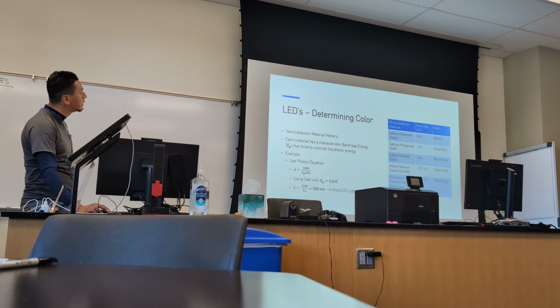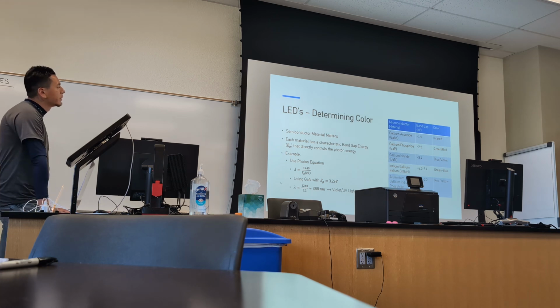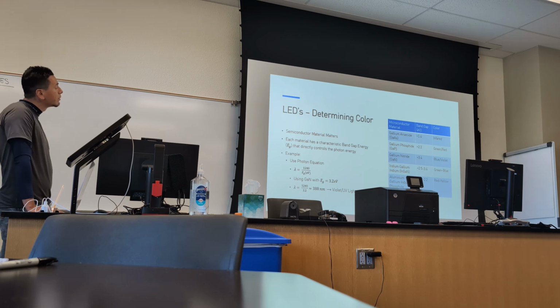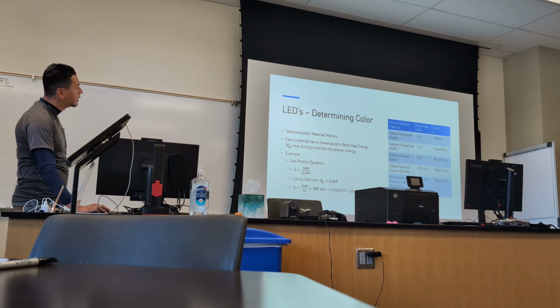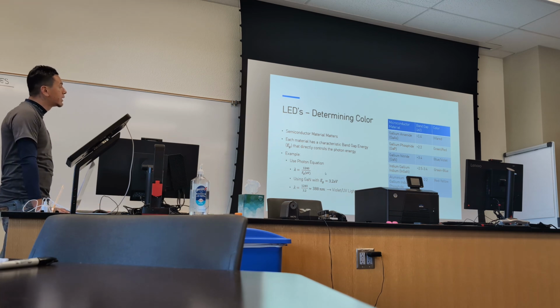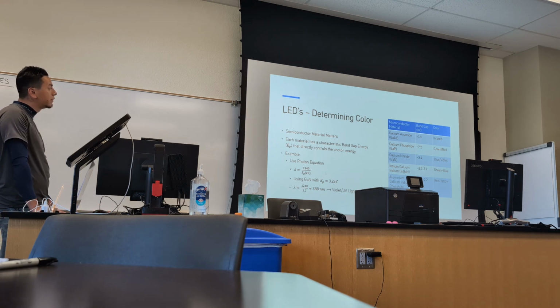This produces red-yellow. So an example of this, if we're trying to figure out what color it's going to be based off of the material, we already said that E is 1240 electron volts nanometers. That is just a constant. And if we're using gallium nitride, it's 3.2 eV. If we do the equation, about 388 nanometers. It's about violet or UV light.